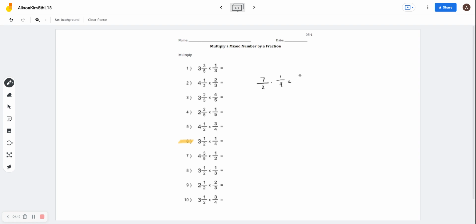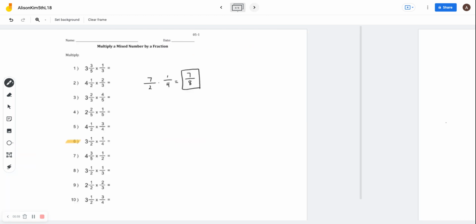And then we just multiply it across. So 7 times 1 is 7. 2 times 4 is 8. And your final answer would be 7/8. So for this one, it's easier to turn your mixed fraction into an improper fraction before multiplying.